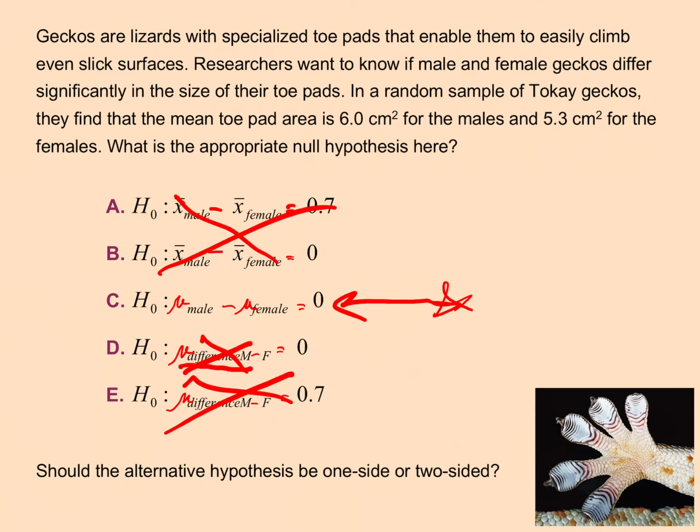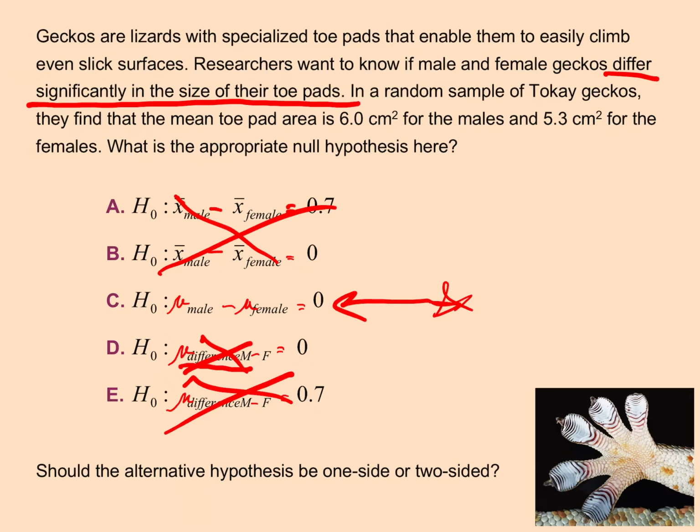Okay. Now, another question. Should the alternative hypothesis be one-sided or two-sided? Well, here you have to go back and read the problem. In the second sentence, it says researchers want to know if male and female geckos differ significantly in the size of their toe pads. It did not specify a direction. It didn't specify that males might have more or less surface area than females.